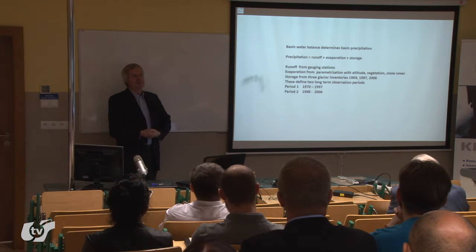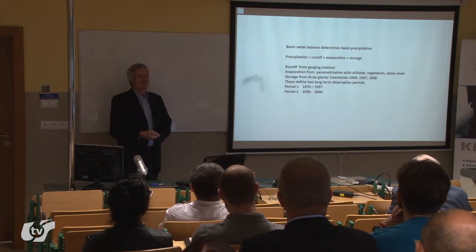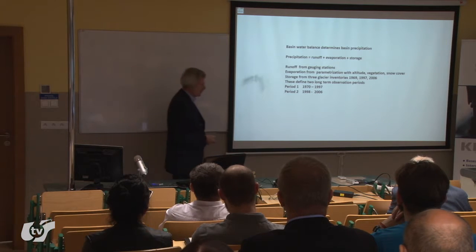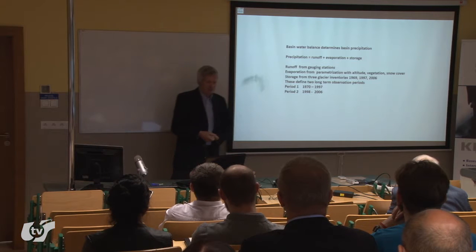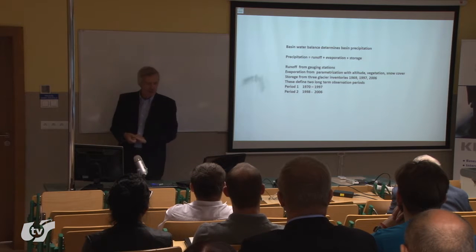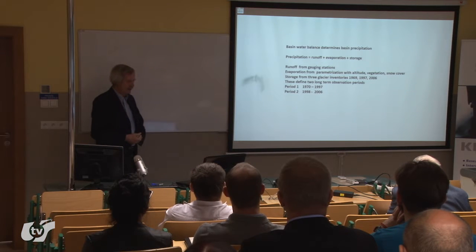The measurement of precipitation at a good weather station is difficult enough. If you go to the mountains, you face many problems. Most of all, much of the precipitation is snow. And snow is aerodynamically not easy to catch in the rain gauges.